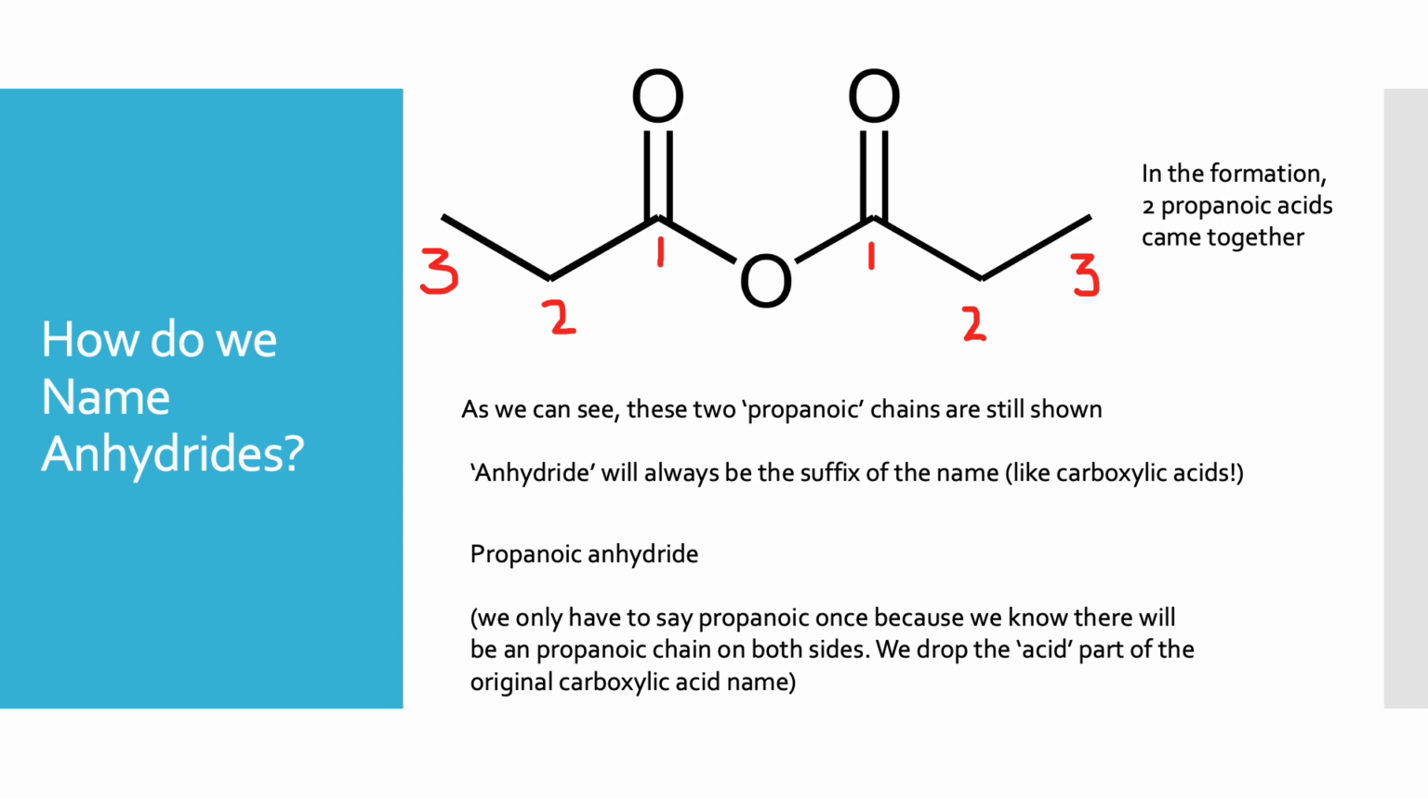You might have one question about this. Why don't we call it dipropanoic anhydride? We have 2 propanoic chains after all. Well, when we think about anhydride formation, we know that 2 carboxylic acids have to come together. So there has to be a carbon chain on either side of the acid. When both chains are the same length, we just say 1 in the name because it's implied that the other one will be the same because we know we have to have 2 chains.